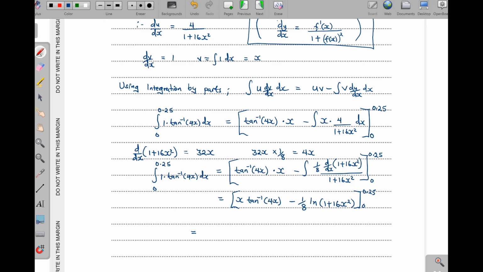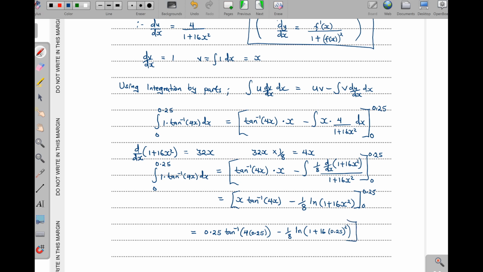All right, let's put 0.25. So we shall have 0.25 here, then the arctan of 4 times 0.25. 0.25 is the same as 1 over 4, not so? So here we shall be having a 1. Then minus 1 over 8 times the natural log of 1 plus 16 times 0.25 squared.